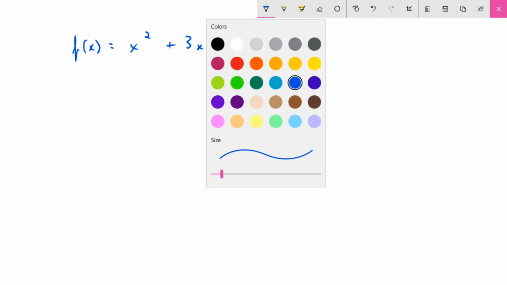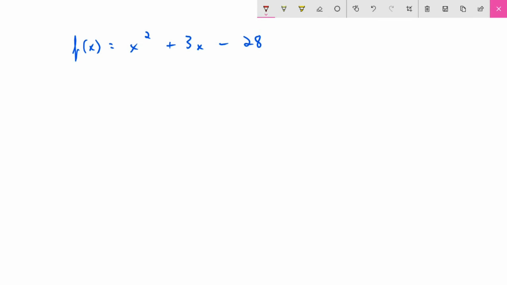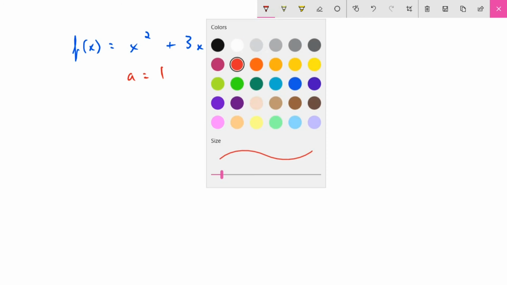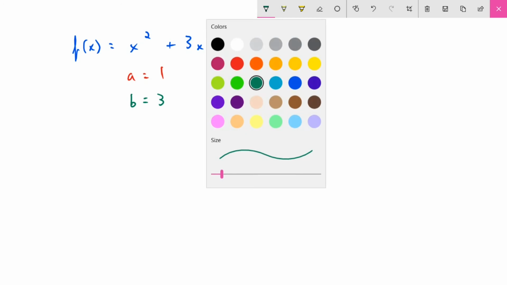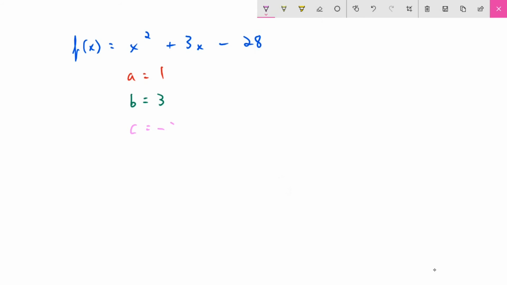Let's do one more example. So write this down. We've got f of x equals x squared plus 3x minus 28. What's the first thing that we want to do? Get our a, b, and c. A is 1, that's the number in front of the x squared. B, this time, is 3. And c is negative 28.